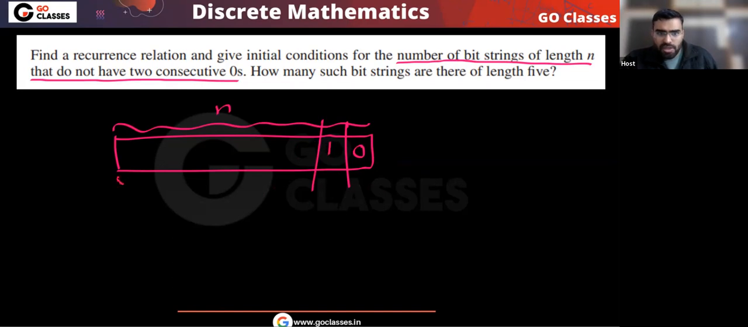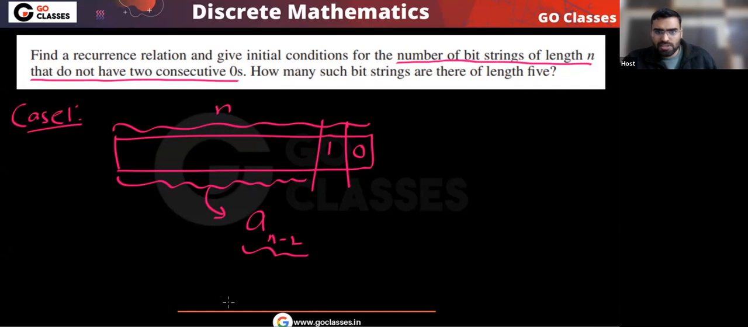Now you can notice here we should not have consecutive zeros. So basically I can say that here I should not have consecutive 0s, so I will count a_{n-2}. I will find what is a_{n-2}, because here I should not have consecutive zeros. So this is your case 1, where the last position is 0.